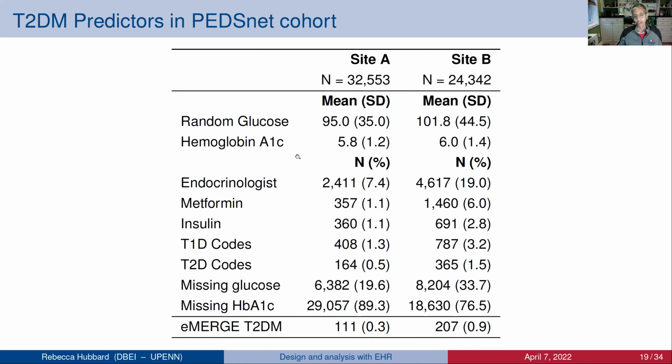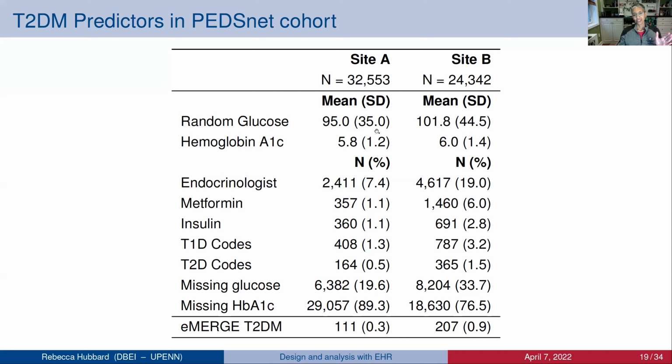We look at the distribution of some features that we might potentially use to try to deduce type 2 diabetes status for these children. There are a number of interesting differences between site A and site B. So here I have some features that we might use, biomarkers up here at the top for the subset of children who have biomarkers available, and then a bunch of binary features, including whether or not the child made a visit to an endocrinologist, some prescription medications, diagnosis codes, and then our binary indicators of whether or not the biomarkers were measured.